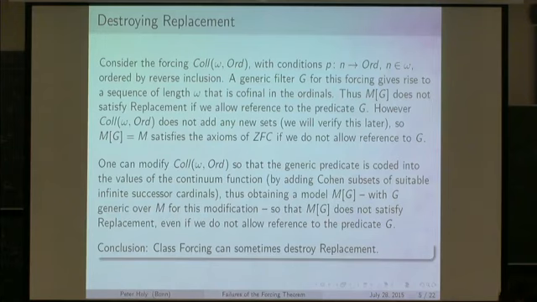And so one question might be, can you also destroy replacement if you don't allow reference to the generic predicate that you add? And you can do this, for example, by modifying this collapse forcing slightly so that you not only add this omega sequence, which is cofinal in the ordinals, but you also code it, for example, in the continuum function. This way you obtain a generic extension where replacement fails without reference to the generic predicate. But for the rest of my talk, it doesn't really matter which kind of predicates we consider for the generic extension.